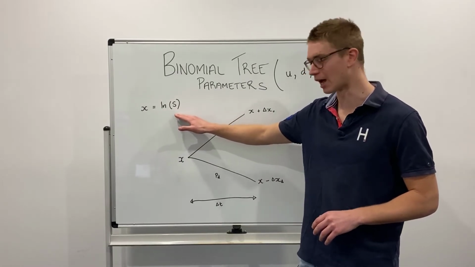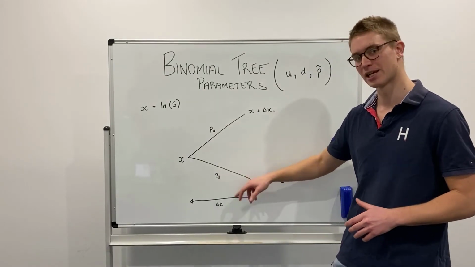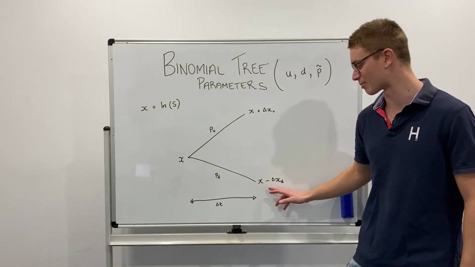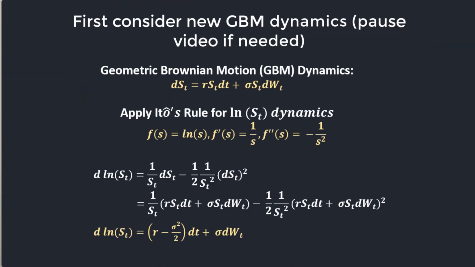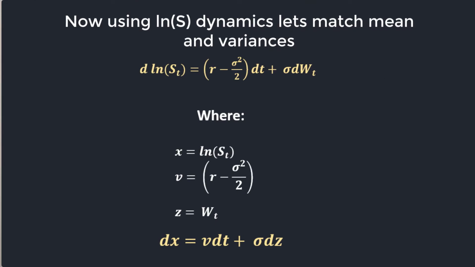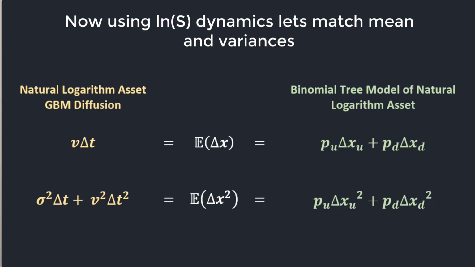Now for our new tree in terms of the logarithm of our underlying S, we have X with an up probability and a down probability, and with two outcomes where X plus the change in X goes up and X minus the change in X goes down. This is over a time period. Using the same methodology where we match the means and the variances, we're going to consider the expectation of a small change of X, and then we're going to consider the expectation of a change of X squared.